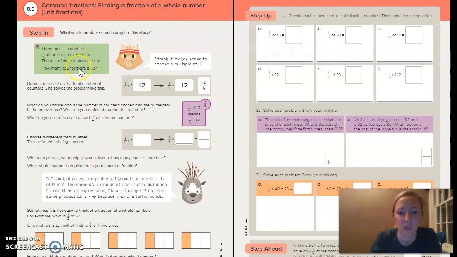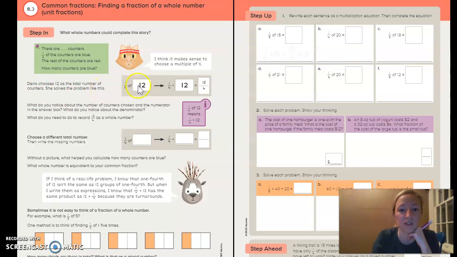So, here's what your journal pages look like. It says, what whole numbers could complete this story? Okay, so it says, there are blank counters. 1/4 of the counters are blue. The rest of the counters are red. How many counters are blue? Okay, Dina chooses 12 as the total number of counters. She solves the problem like this.